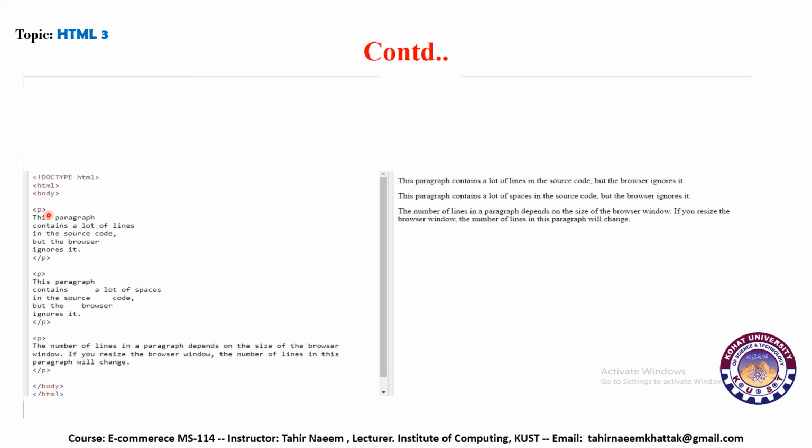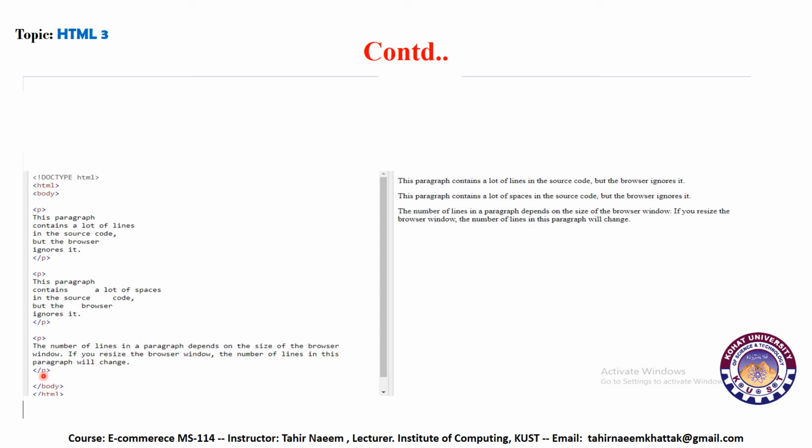Similarly, as I have mentioned in the previous page, I want to insert spaces and I want to insert new lines. In this paragraph I have inserted a new line, it contains a lot of lines, a new line in the source code, new line, but the browser ignores it. Similarly, I have inserted a space here. I want a space here. So the number of lines in the paragraph depends on the size of the browser window. If you resize the browser window, the number of lines in the paragraph will change.